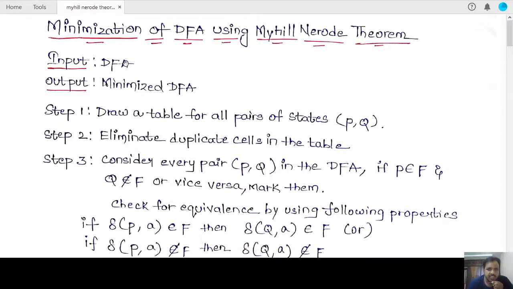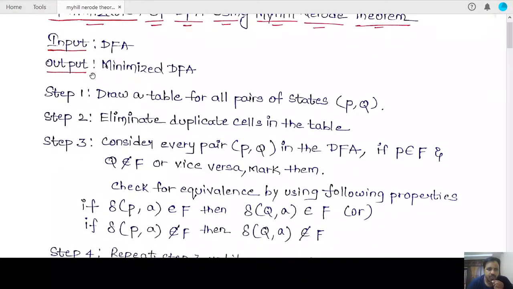This is a question from the first unit, where we have to minimize the given DFA by using the Myhill-Nerode theorem. The input for this algorithm is the DFA, so we have to give a DFA as input. The output of this algorithm will be the minimized DFA.